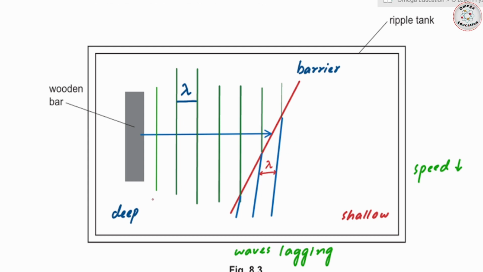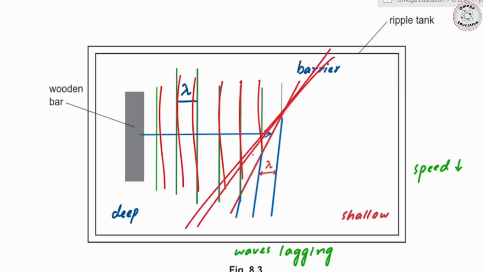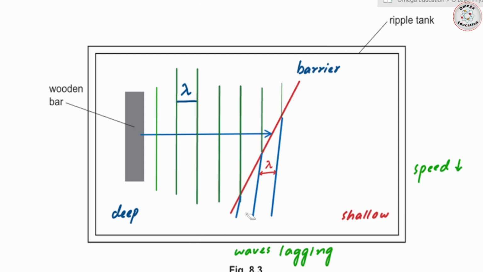As the waves enter from deep water to shallow water, their wavelength decreases, and that's why you'll need to bend the waves backward. So first, these are the incident wave fronts. Then you have a barrier over here. After the barrier, the waves bend backward because the wavelength has to be decreased.